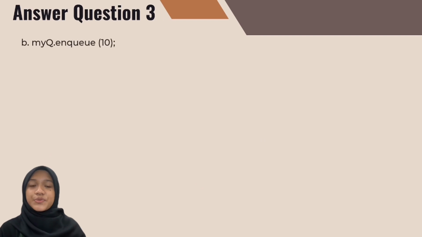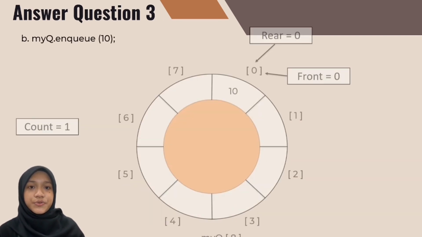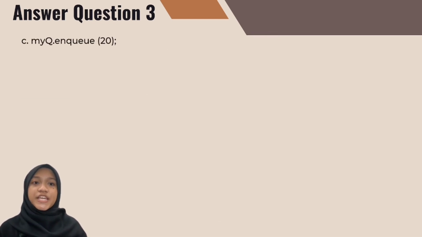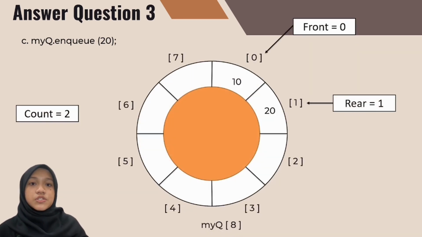Next, the question asks to enqueue 10 in the circular queue. So, the front now is 0 and the rear is 0 after 10 is inserted in the queue, and the count in the queue is 1 because there is 1 data in the queue. Next, the question asks to enqueue 20 in the queue. So, 20 is inserted in index 1. The front is still 0 and the rear is 1 because the last data was inserted in index 1, and the count of the queue now is 2 because there are 2 data inserted.